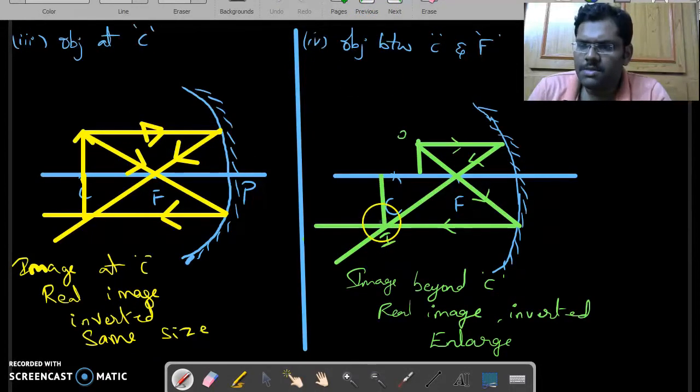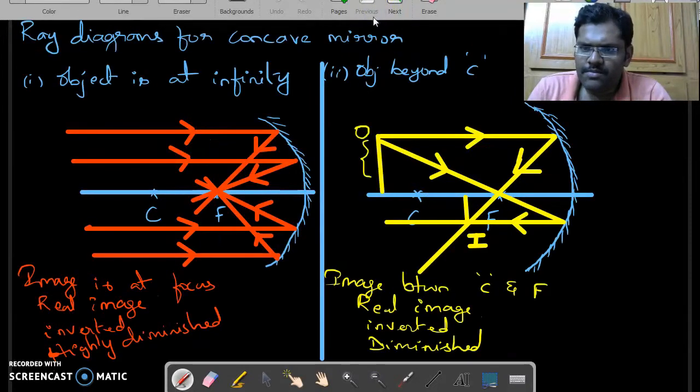So this is the previous image for the fourth case, when the object is present between C and F. This is the exact point. I have made a little bit of corrections over here. And let us revise once from the first. When the object is kept at infinity, all the rays are incident and converge at a point. That point is nothing but the focus, and the image is formed at the focus. The image is a real image, inverted and highly diminished.